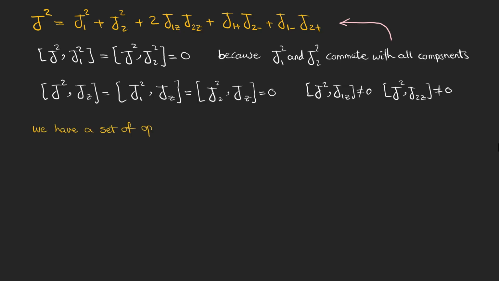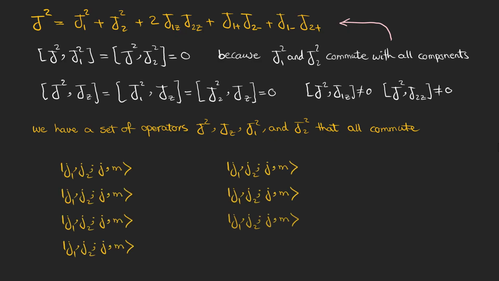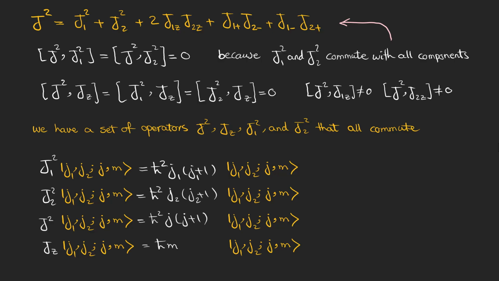Now we have a set of operators that commute with each other, so they can be diagonalized using the same basis. These eigenstates are characterized by four quantum numbers J1, J2, J and Jz, and the eigenvalues of the corresponding operators can be written like this. For simplicity, from now on, we use just J and M and drop J1 and J2 because they are the same for all the kets.